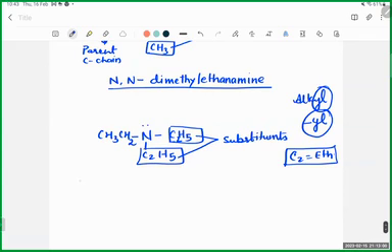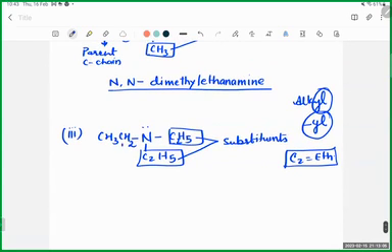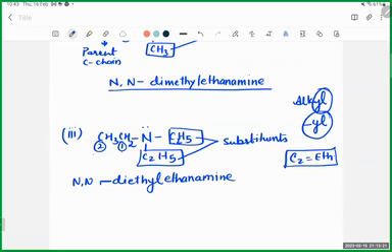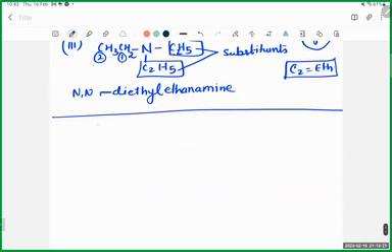So tell me the name. N, diethyl, ethanamine. Superb. Very nice. Good. Okay. Now let's learn the different groups as substituents.